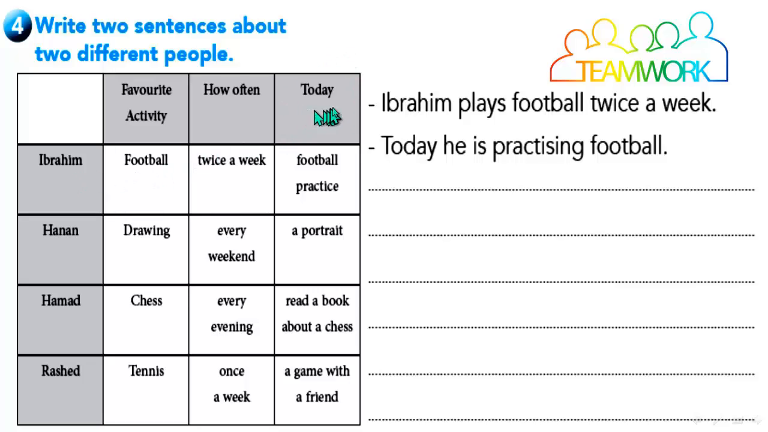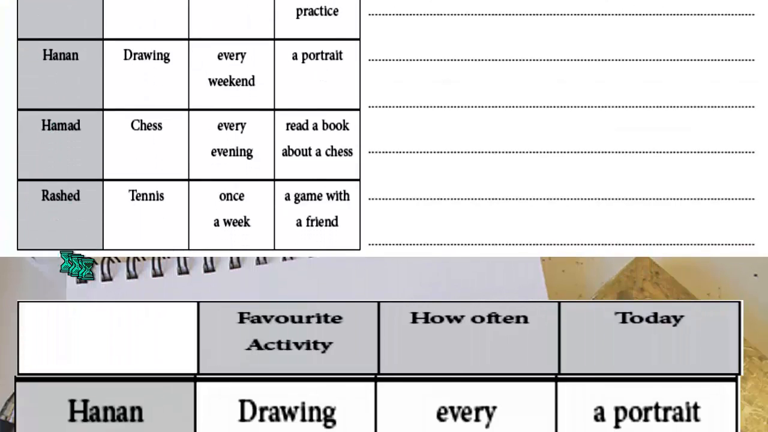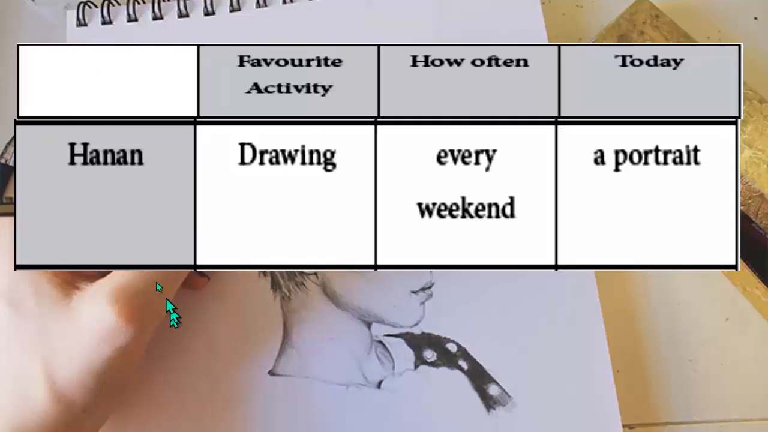Okay, today, what he is doing today, this person, as you see here, for example, for Ibrahim, football practice. So here that means he is playing football. So here the first answer, as you see: Ibrahim plays football twice a week. Today he is practicing football. Okay, now let's cover the rest of the people.